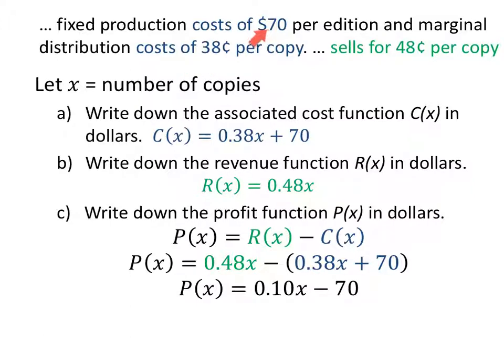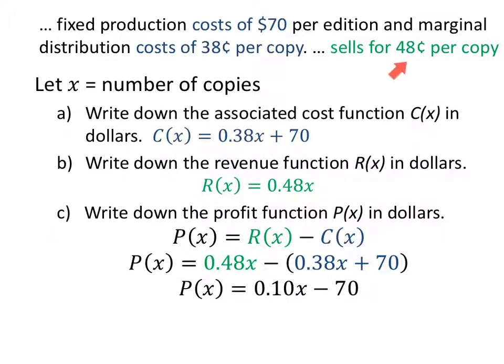The fixed cost is $70. Fixed is not changing, so edition is not going to be our variable. But the number of copies of papers we're selling and producing, that's what changes. So let's let X be the number of copies of the paper that they print. The associated cost function in dollars is C of X equals 38 cents multiplied by the number of papers they print, plus the fixed amount of $70 every time they make a new edition.